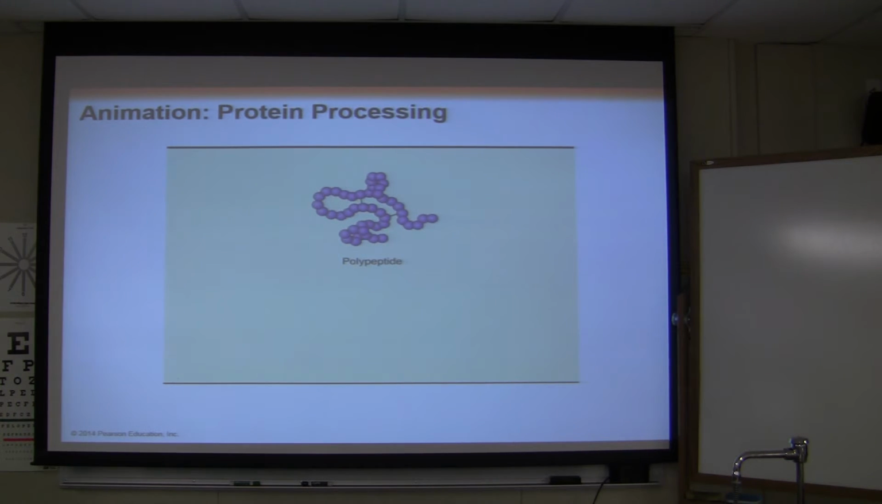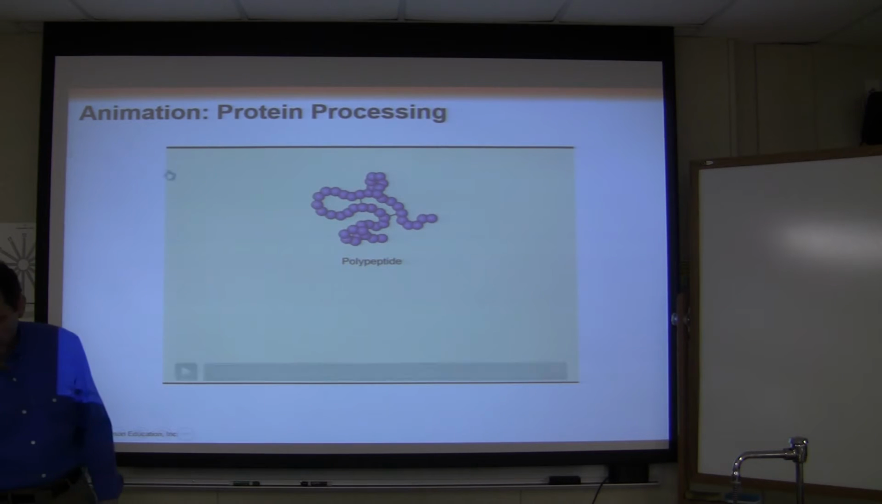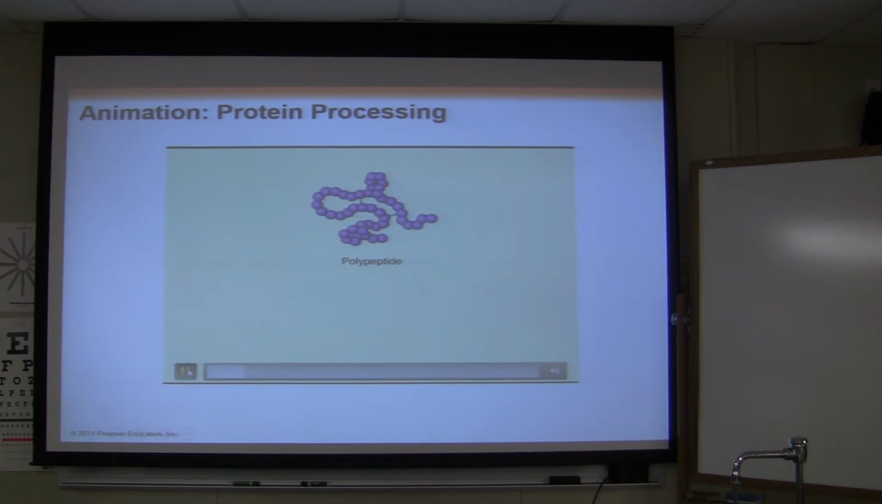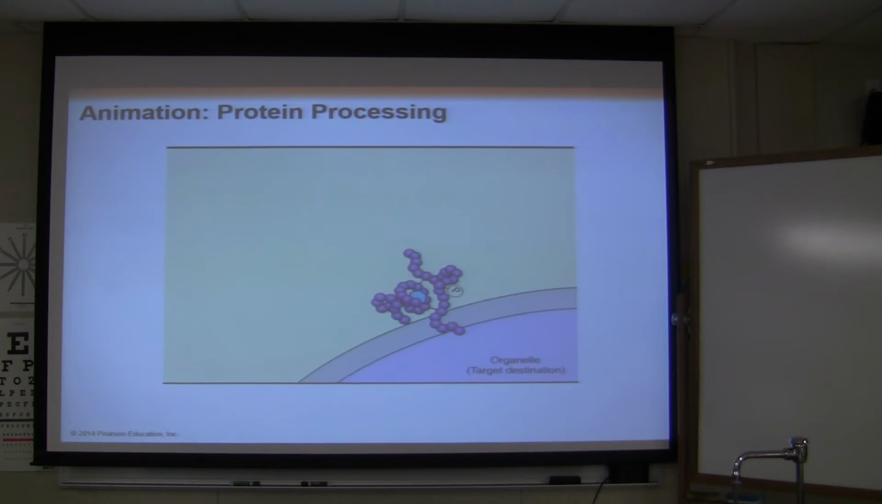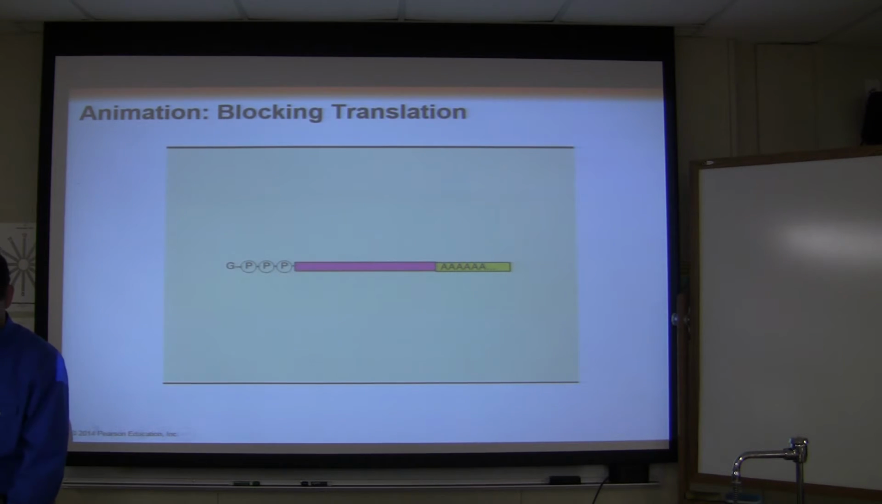Protein processing. Another video. Often, polypeptides must be modified in some way to produce functional proteins. For example, a polypeptide is cleaved into two or more polypeptide chains. Other molecules might be attached to the protein, or the protein might be phosphorylated. Some proteins need to be transported to specific destinations. Right. You already know about most of these things. The first one you didn't know.